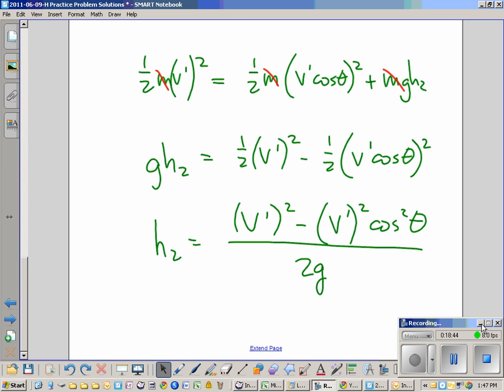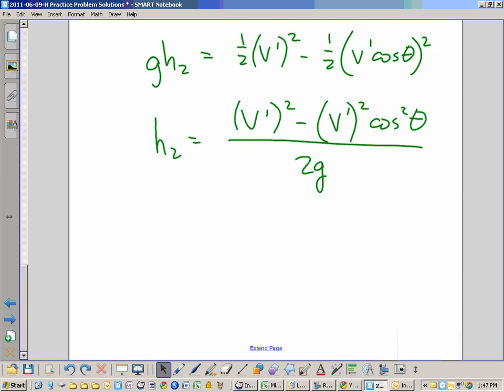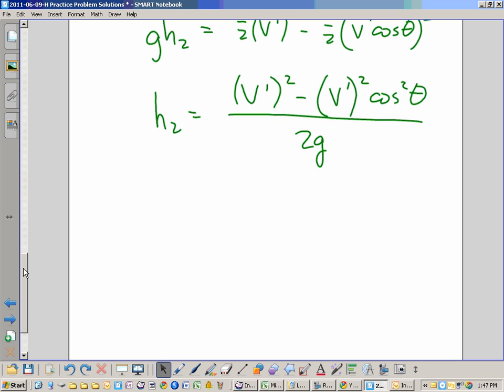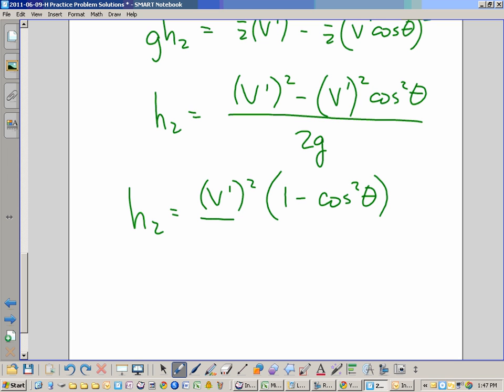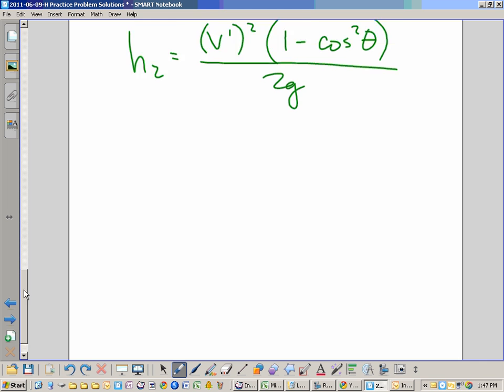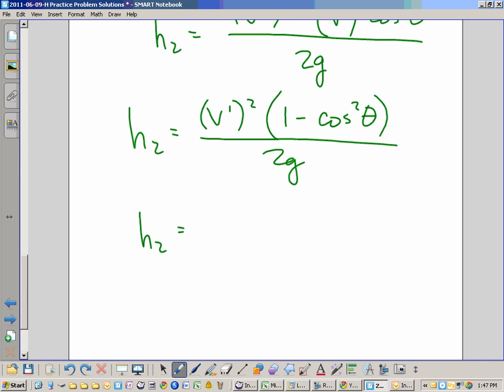All right. So, continuing. Wow, this is a full feature film. All right. So now we got h2 is equal to, we'll pull out the v prime squared times 1 minus cosine squared theta over 2g. We get to do the sine thing again. All right, so we got h2 is equal to v prime squared times sine squared theta over 2g.